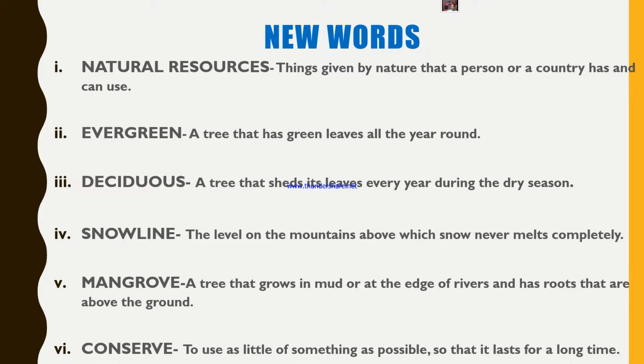Mangrove forests. A mangrove is a tree that grows in mud or at the edge of rivers and has roots that are above the ground. Now, what is the meaning of the word conserve? To use as little of something as possible so that it lasts for a long period of time. It means we should not overuse, and preserve for the future. So these are very important terms.